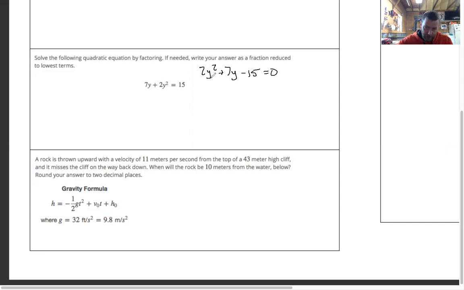Okay, so this one doesn't factor as easily as the one up there did. Because of this value in front of y, I can't just say y and y. What I can do is I could say 2y on one and y on the other, because y times 2y is equal to 2y squared. And it's a little bit easier since the factors of 2 is only 1 and 2. And then I'm going to look for the factors of 15.